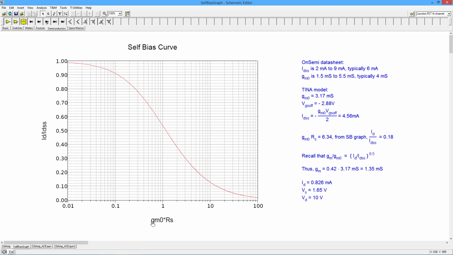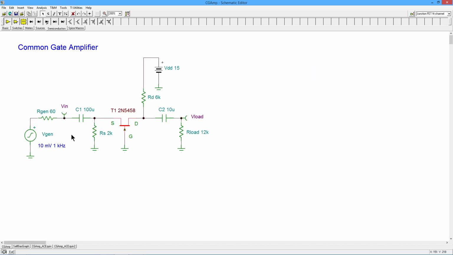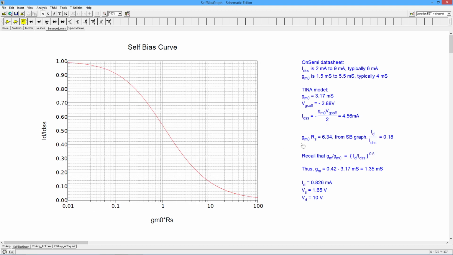I'm going to come down here onto the horizontal axis. I have the GM0, and I know the value of RS, the biasing resistor in the source. That's this 2K ohm resistor. So I take the GM0 and the RS and multiply them together. That's my axis down here. The GM0 is 3.17 millisiemens, the RS is 2K. The K ohms and the millisiemens cancel each other out unit-wise. That's a pure number, so it's just 2 times 3.17, which is 6.34.